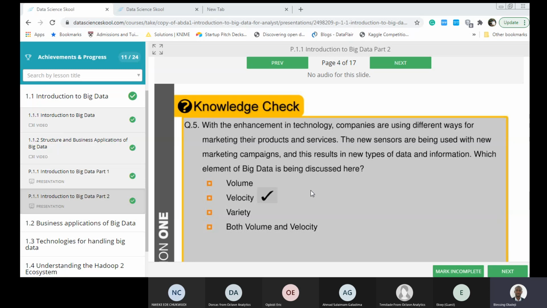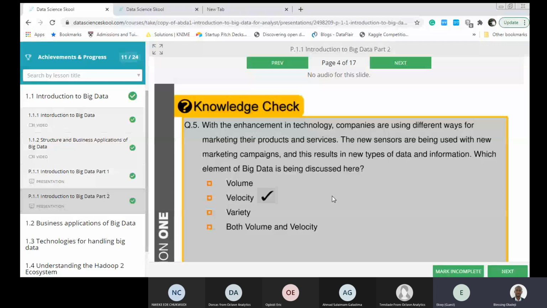Okay, Ekwi, please go on. Okay, I was going to ask why variety is not the answer. Because when I read it at first, I was thinking variety. And even in your explanation, you mentioned variety.